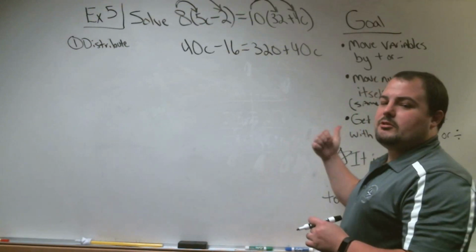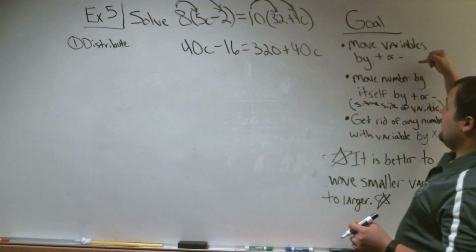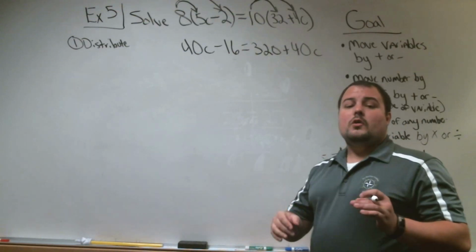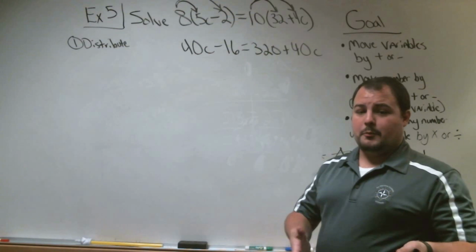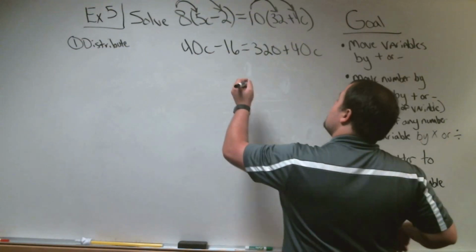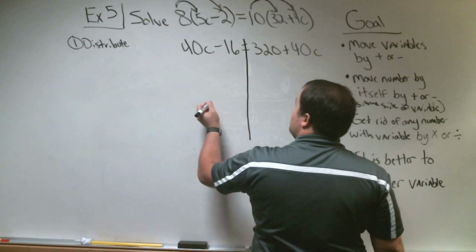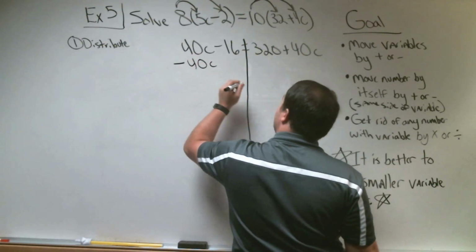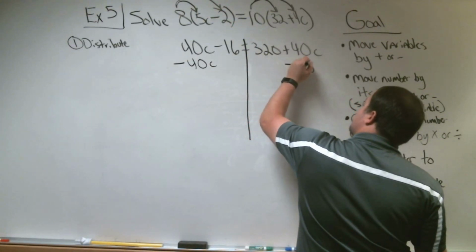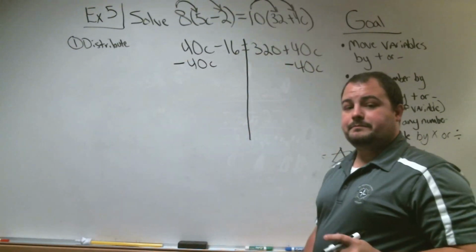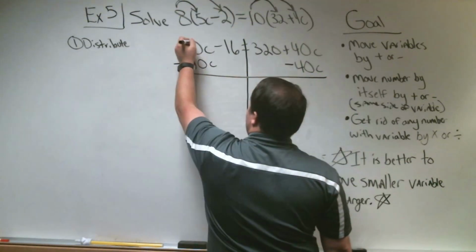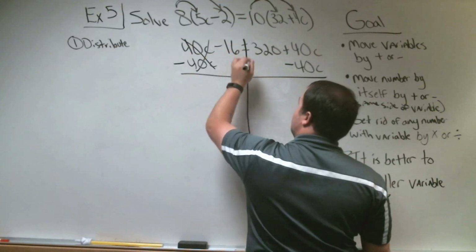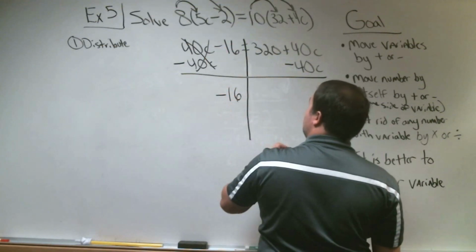So what we're going to do is check what happens when we do goal 1. We're going to move the variable by adding or subtracting. Now in this case, we don't have to move the lower one because they're the same. We just pick which one we're going to move. So we draw a line through the equal sign, and I'm just going to move this one. To get rid of it, I'm going to subtract it, 40c minus 40c. And if I subtract it on one side, I have to subtract it on the other. Well, if I have 40c's and I take away 40c's, I have no c's left. So the only thing left on the left side is negative 16.